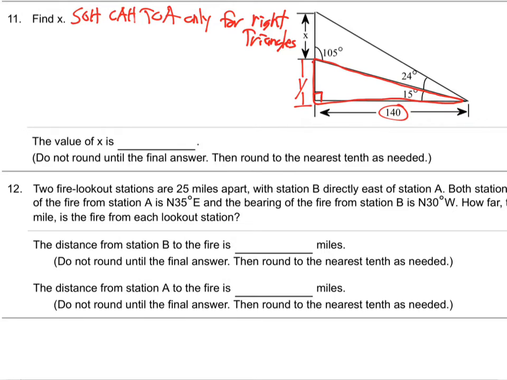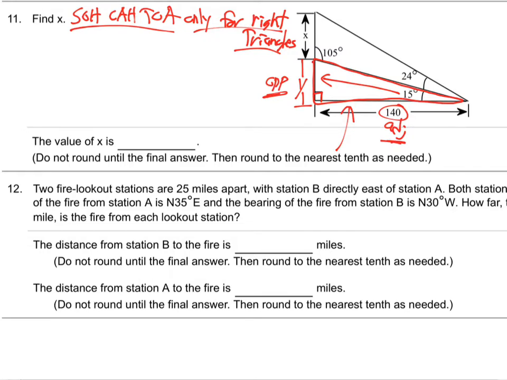We can't use SOHCAHTOA then. But when we can use SOHCAHTOA, I like to, and we can use it anytime we have right triangles. So this little triangle over here has got a right angle. It's a right triangle. I'm going to use SOHCAHTOA. So 15 degrees, this is the opposite, and this side is the adjacent, isn't it? So which trig function is opposite and adjacent?